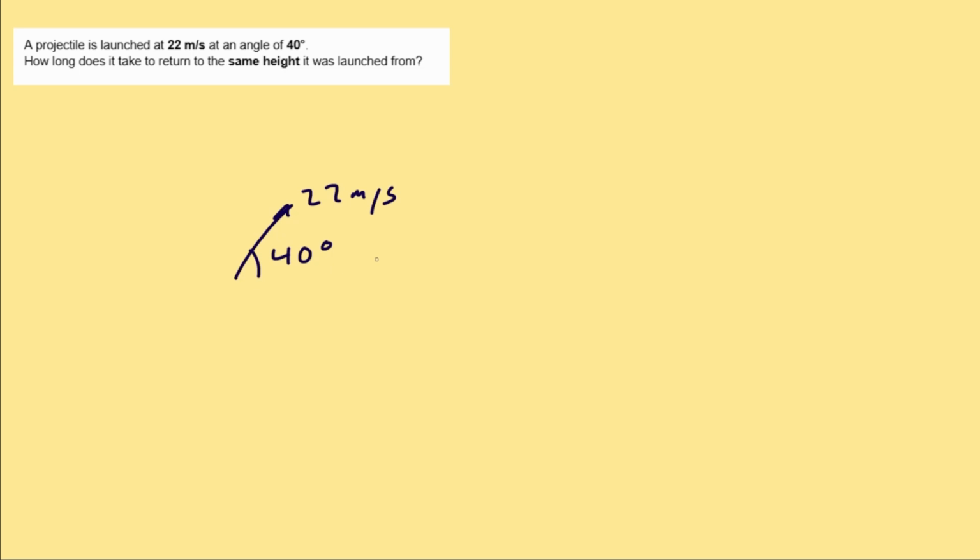This is different wording to normal, but what that means is simply when does it hit the floor? Because it's launched from the floor and then it hits the floor. And it doesn't have to be a floor that's arbitrary. It's the same height, and that's what matters.